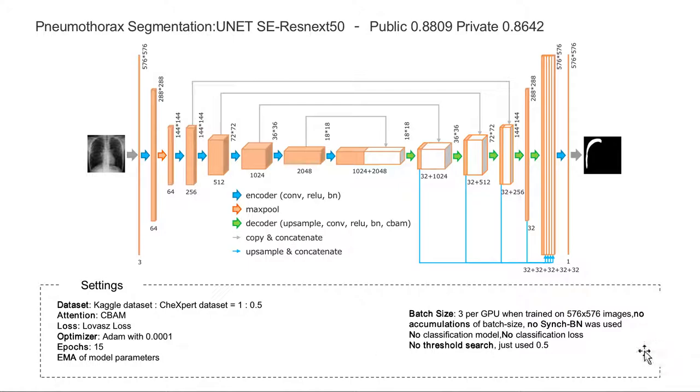I did not use a classification model and did not search thresholds to avoid overfitting. And 3 of 10 folds of this model can get 0.864 on the private leaderboard. This is almost the same score as my final submission, so it's not necessary to introduce other models here.